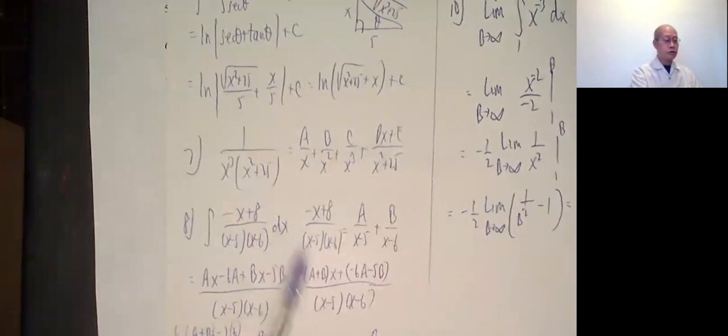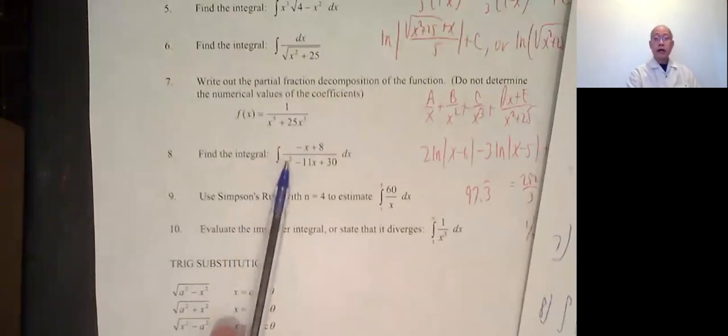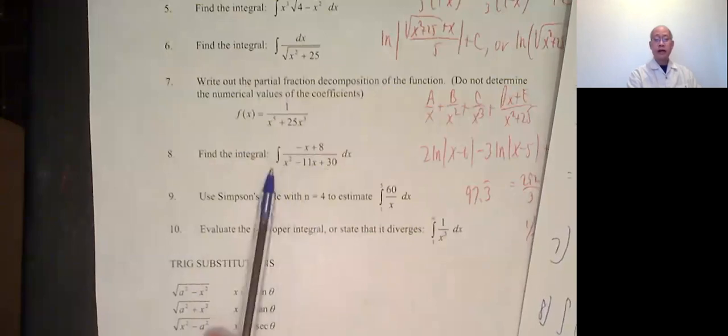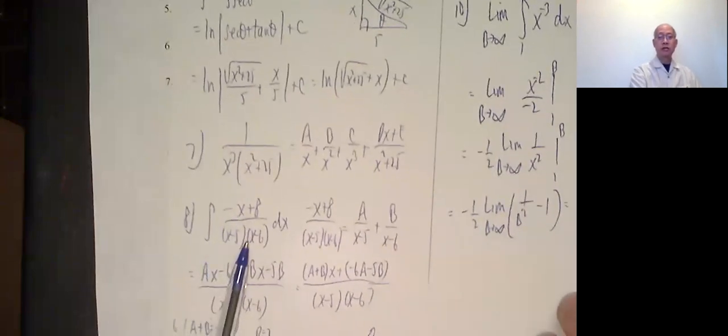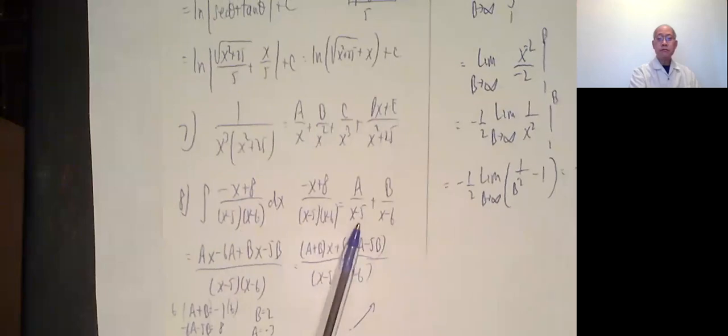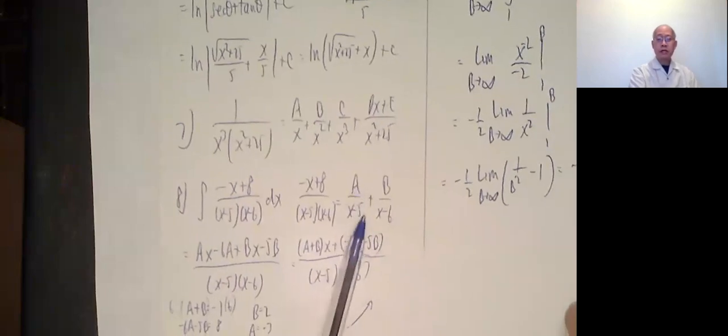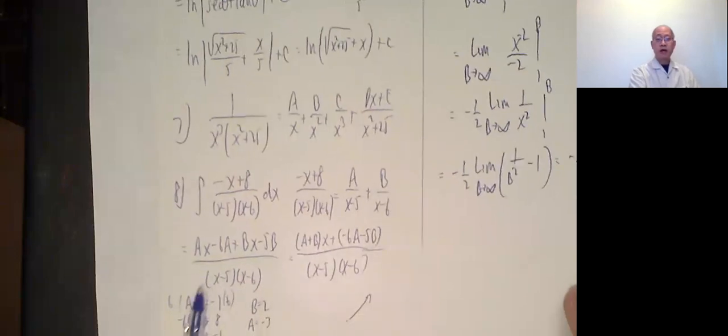Number 8, you were supposed to do the whole thing. Okay, x squared minus 11x plus 30 factors into x minus 5, x minus 6. So we have negative x plus 8 over x minus 5, x minus 6. Okay, so I break it into A over x minus 5 plus B over x minus 6. Multiply this side by x minus 6 over x minus 6, this one by x minus 5 over x minus 5. Common denominator is x minus 5, x minus 6. So this becomes Ax minus 6A plus Bx minus 5B.